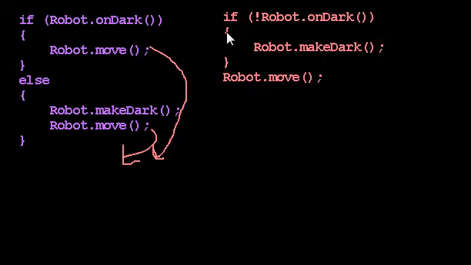And in fact, it's so simple that when I read it out loud, you're going to have a sense of what it does. If the robot's not on dark, we make it dark, and then we move. See how much easier that is to understand than if the robot's on dark, move, and otherwise make dark and move. So we'd like to work on trying to simplify our ifs in such a way that they generate more readable code.